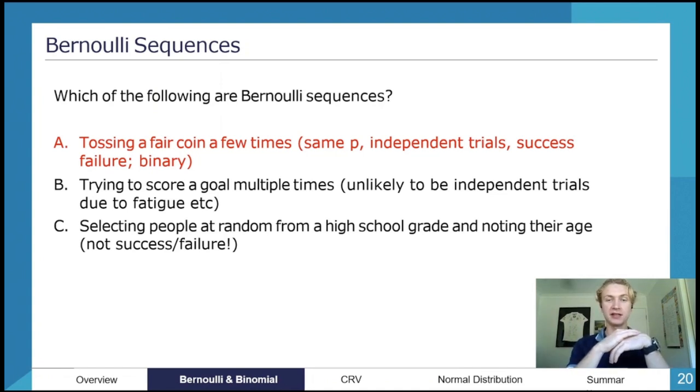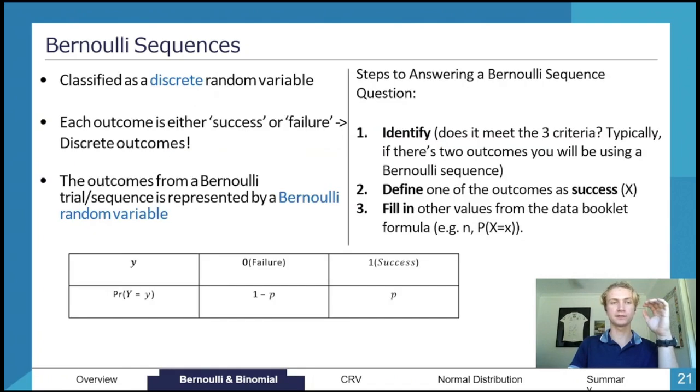Okay, finally, we had selecting people at random from a high school grade and noting their age. This is not success and failure, unless we specified and said noting whether their age was 20 or not 20, like 12. That would then be success failure. But the way this is worded, selecting people at random and noting their age, sure, probably independent, but there's not success failure here. So C is not a Bernoulli sequence.